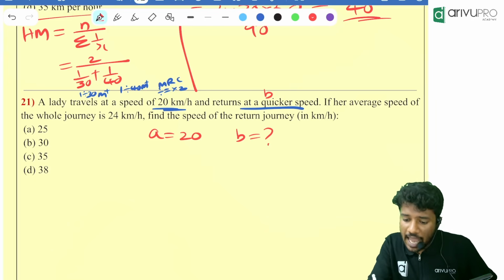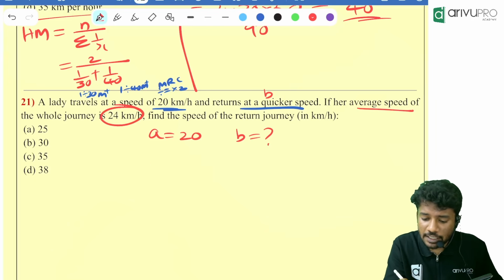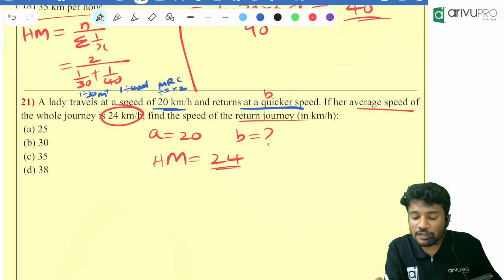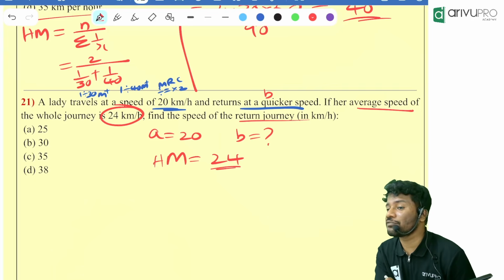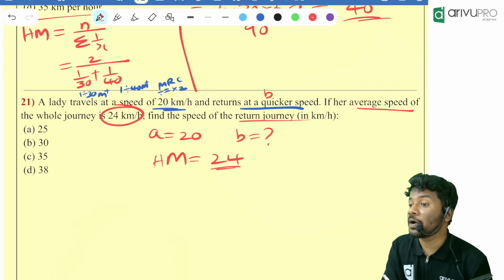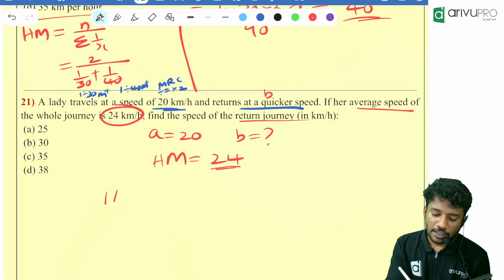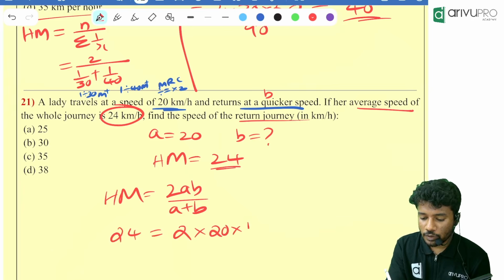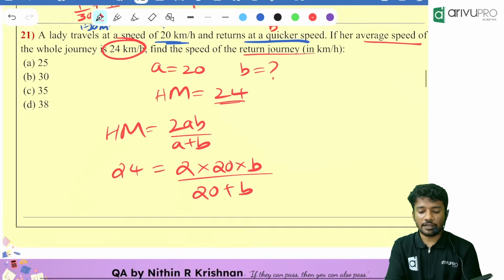Then the average speed of the whole journey, HM, is also given. How much is it? 24. Find the speed of the return journey. We need to find the value of what, people? We need to find the value of B. What is the formula? HM is equal to 2AB divided by A plus B. That is 24 is equal to 2 into 20 into B divided by 20 plus B. Get me the value of B.